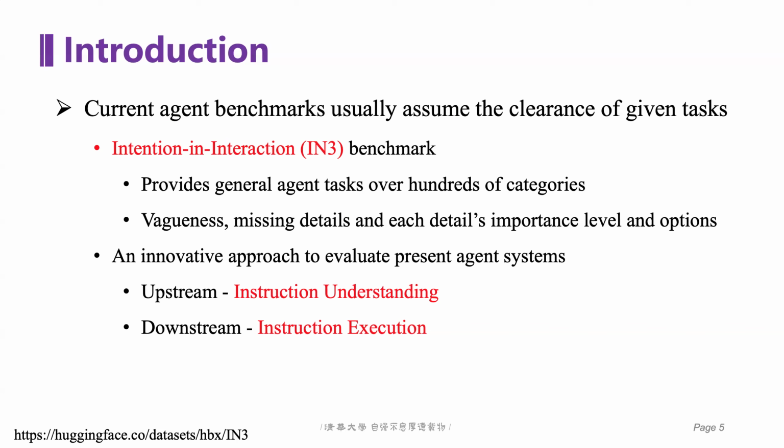So we divide the agent system evaluation into two stages. One is for the upstream, which involves instruction understanding, and also downstream, which involves instruction execution. Most of the previous agent systems, especially the task solving agents, mostly focus on the instruction execution part. That's how to faithfully carry out the execution of the user task, like invoking external tools and using their own internal reasoning.